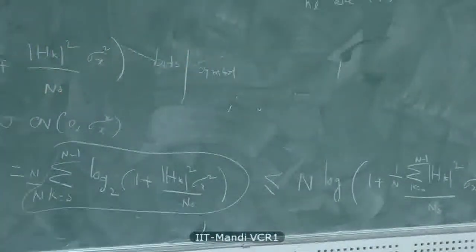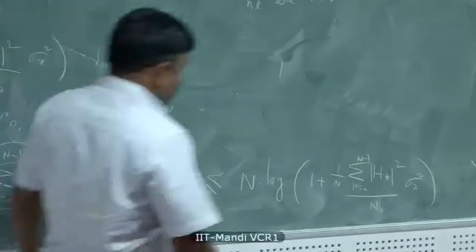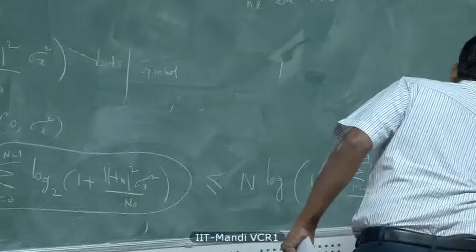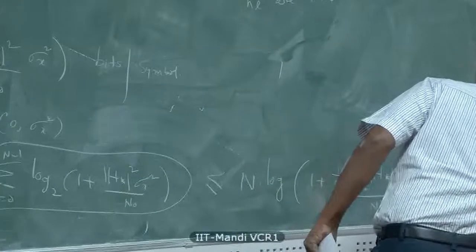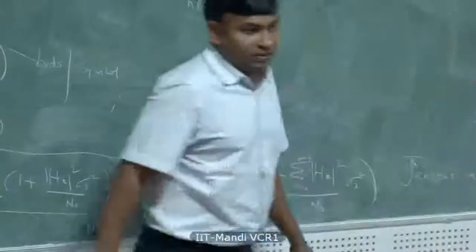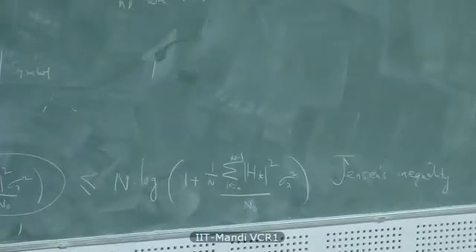This can be done by using what is called Jensen's inequality. Have you encountered this before? So you must have seen this in digital communications or some other place. Information theory. Okay. You use this quite a bit in information theory. But it is a very useful inequality.